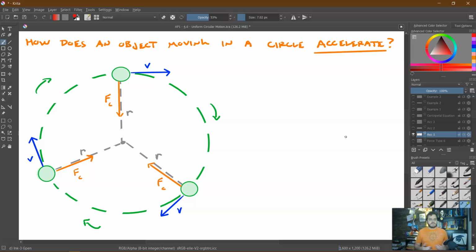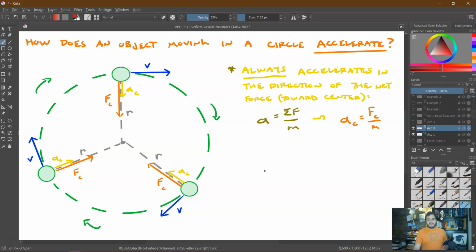So let's go back to this question. How does an object moving in a circle accelerate? Now, we already know that the direction must be towards the center because the net force is towards the center, and we know for a fact that objects always accelerate in the direction of the net force, which is Newton's second law. So instead of the acceleration being equal to the net force over m, now the centripetal acceleration is equal to the centripetal force over m. And it's always going to be pointed toward the center of the circle.